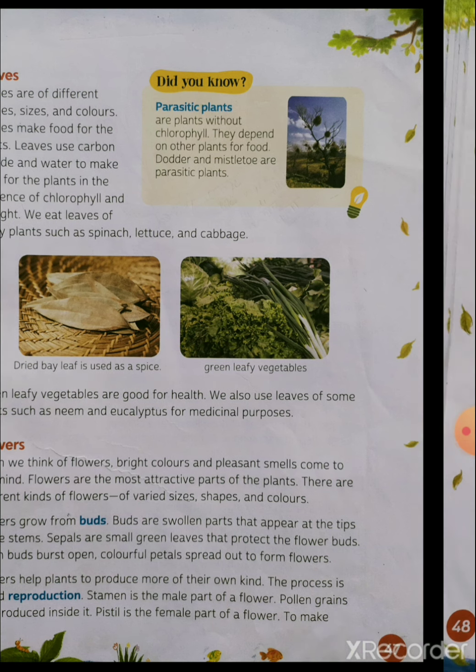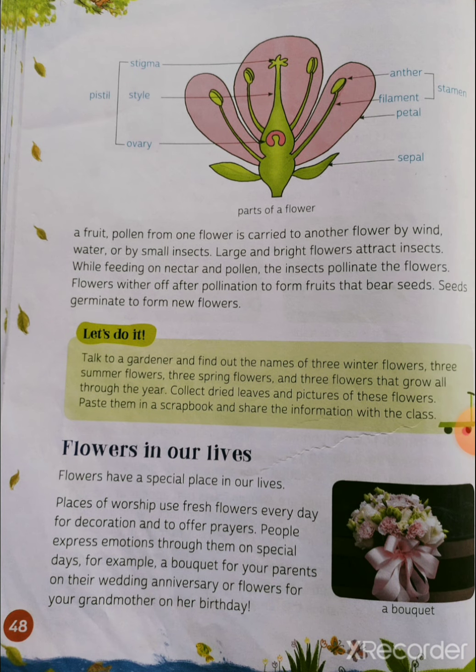Let's turn to page number 48. Here is the diagram of the parts of a flower. Just see the diagram: it shows that a stamen is divided into anther and filament. Pollen grains are produced inside the anther. And a pistil is divided into three parts called the stigma, style and the lower swollen portion called the ovary.